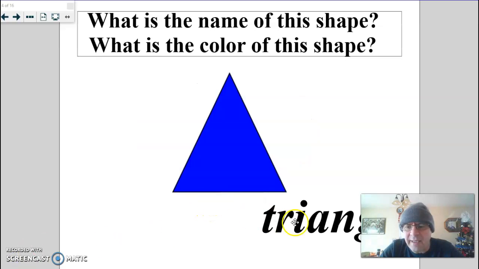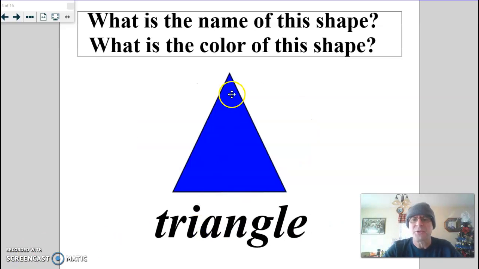Oh, here's a classic. Check this out. A triangle. How is it different or the same as a square?